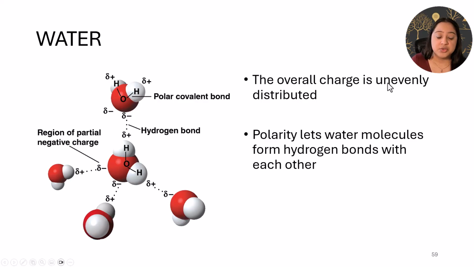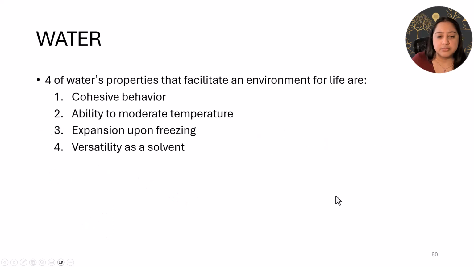So in a water molecule, because the overall charge is unevenly distributed, there's polarity, and this polarity lets water molecules form hydrogen bonds with each other. So remember, hydrogen bonds are between a hydrogen that is partially positively charged and another molecule that is partially negatively charged. So those are hydrogen bonds that are possible because water is polar, so they can bond with each other in that way. And so that was just kind of a reminder about some of the basic chemistry.